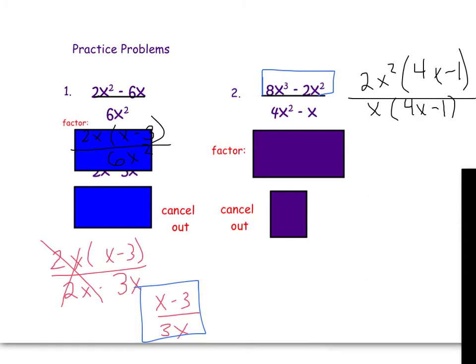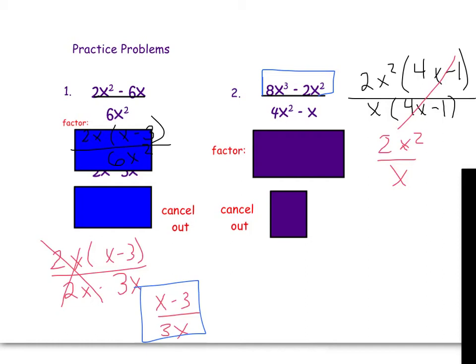Alright, now I'm sure you guys have noticed that the 4x minus 1 and the 4x minus 1 are right there. Check to make sure there's multiplication in between and they're just factors. Then you are good to go. So canceling or dividing out those leaves me with a 2x squared over x. Now I want to think, is there anything else that I can simplify? Since I have an x squared and an x, I can.